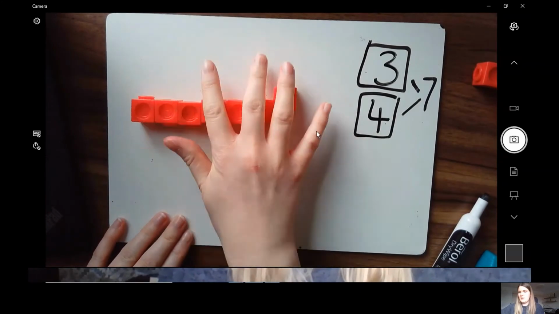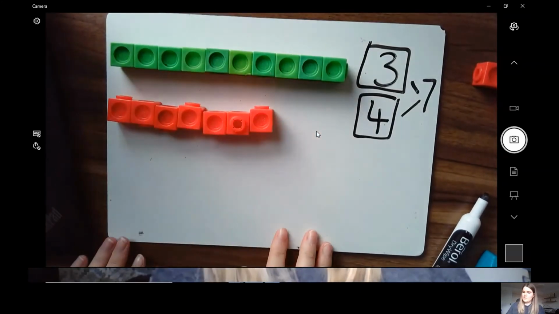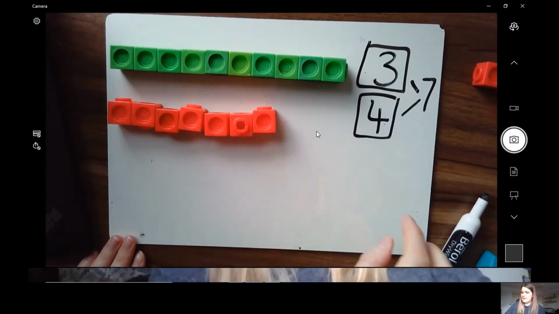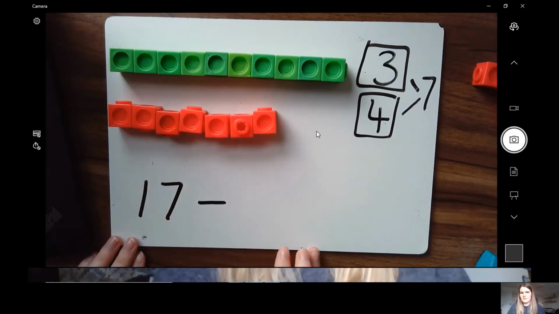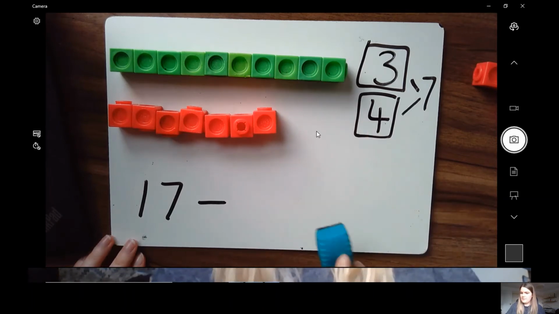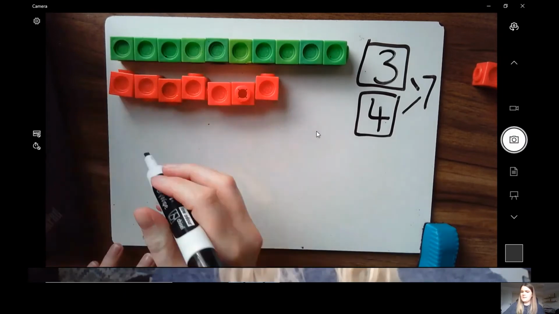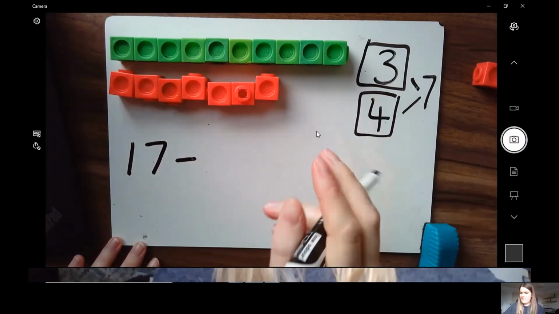And I can use this to help me with an even bigger sum. If I bring in my 10, I've got 10, 11, 12, 13, 14, 15, 16, 17. I can solve the sum 17 minus something and get my answer using this. So let's have a go. I'm going to move this up. Let's do 17 minus 4.